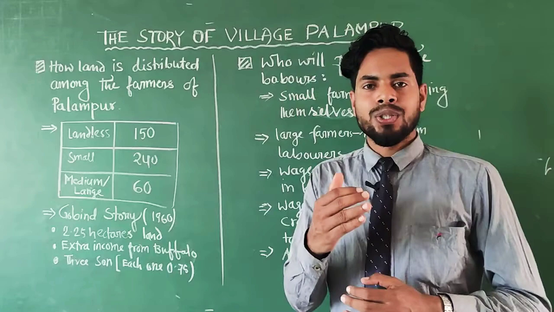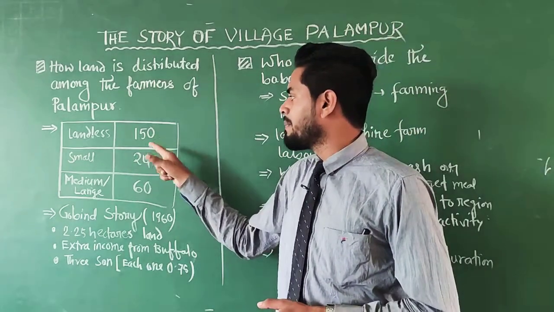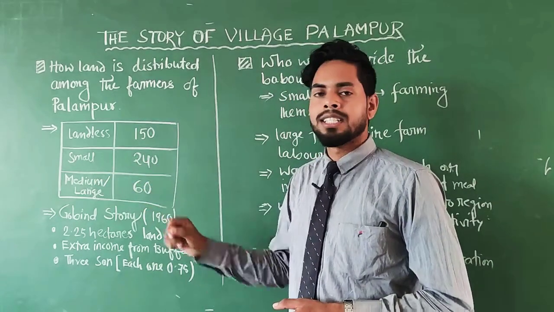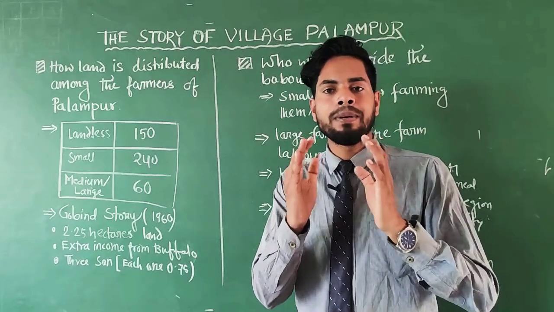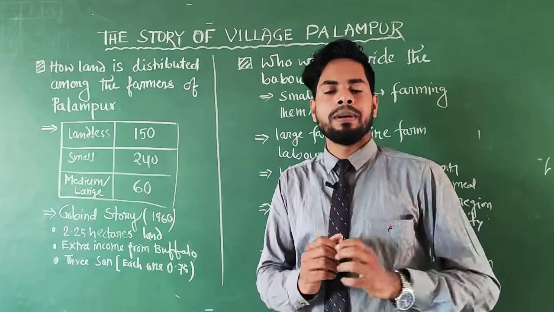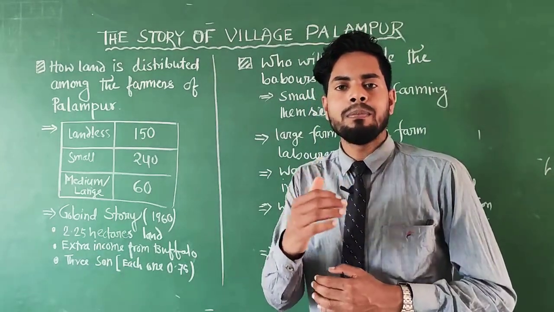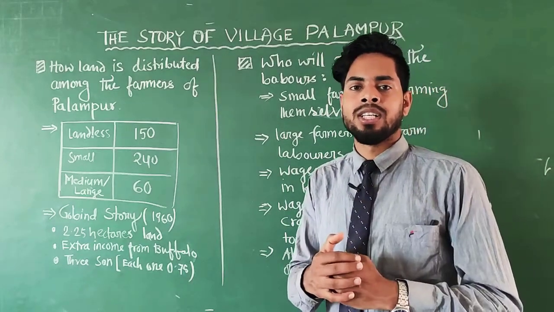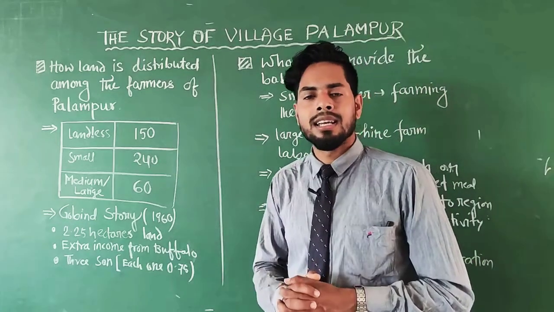So students, just see the table. Landless 150, small farmer 240, medium and large farmer 60 families. We know a total of 450 families live in Palampur. Out of 450 families, 150 families belong to the Dalit caste. They are poor. They have no land. So they directly come under the landless families.